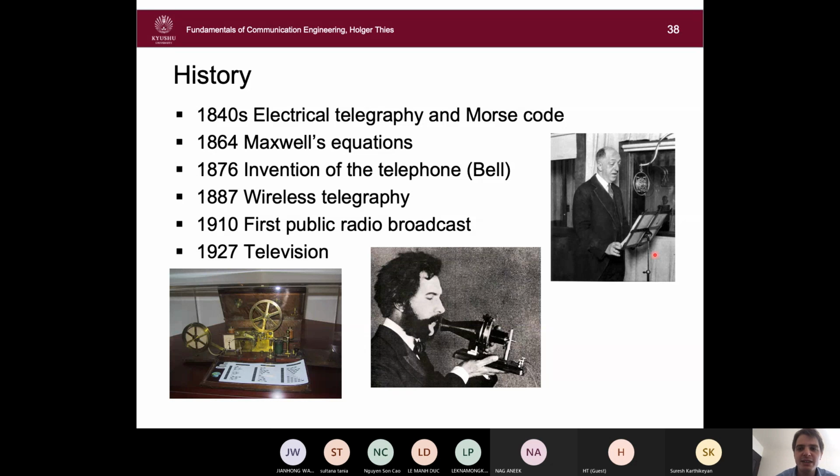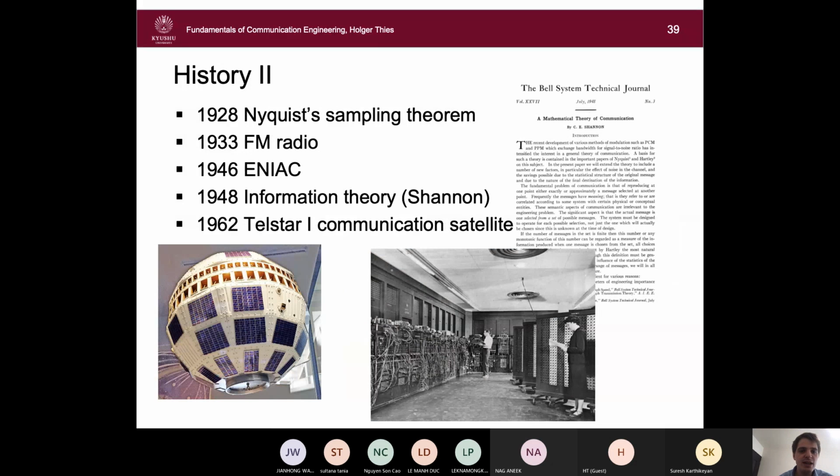People started using radio waves from the beginning of the 20th century for communication, but the first public radio broadcast was in 1910, and in 1927 the first television device could be bought, I think. Another important theoretical breakthrough was Nyquist's sampling theorem that we have seen on the previous slide.